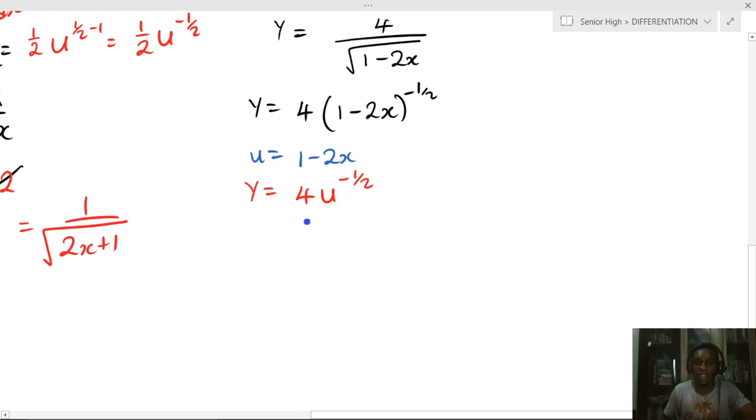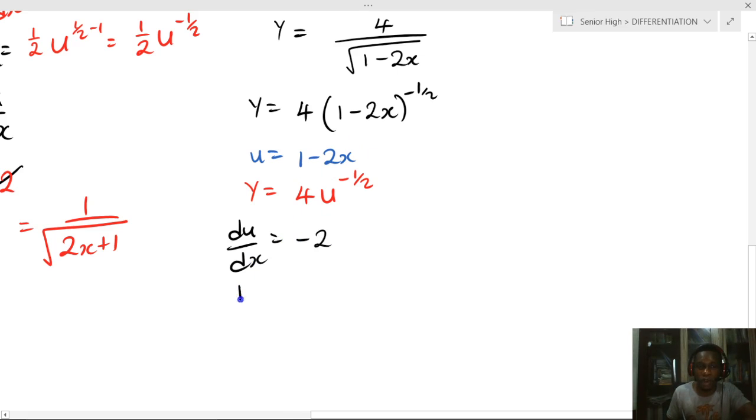So let's solve again. What is my du dx? Differentiating 1 minus 2x, what do we have? I have minus 2 as the answer. I'm sure you know how to differentiate by now.